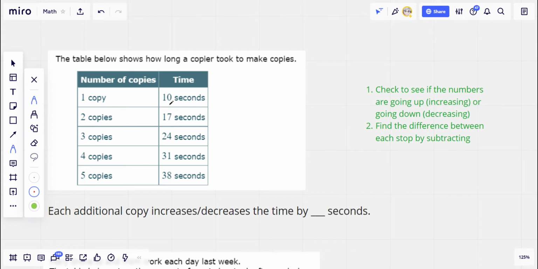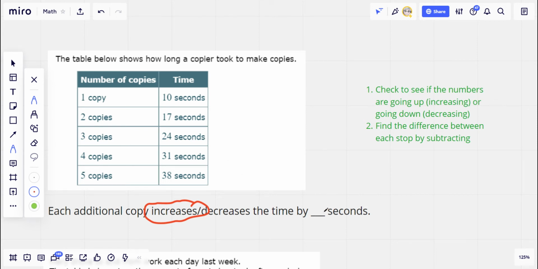Here's 10 seconds for one copy. Then for two copies, it's 17. For three copies, it's 24. So that is going up. So the first part of our answer here is that here it's asking, what does each additional copy do? Does it increase or decrease the time? Well, it increases the time. So that's not too hard. You just have to notice whether the numbers are going up or down.